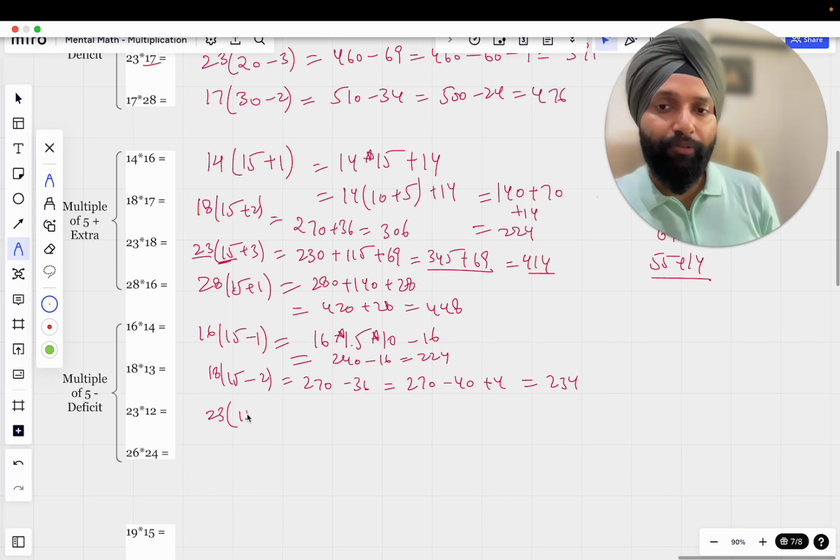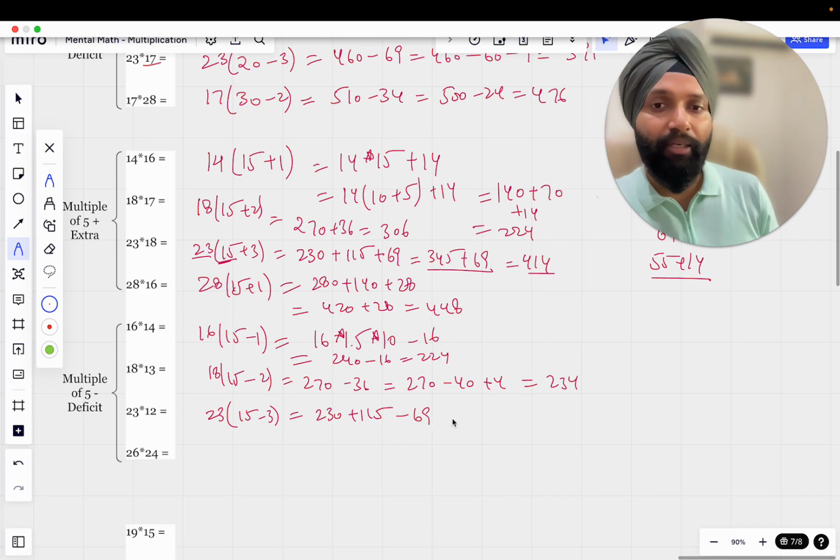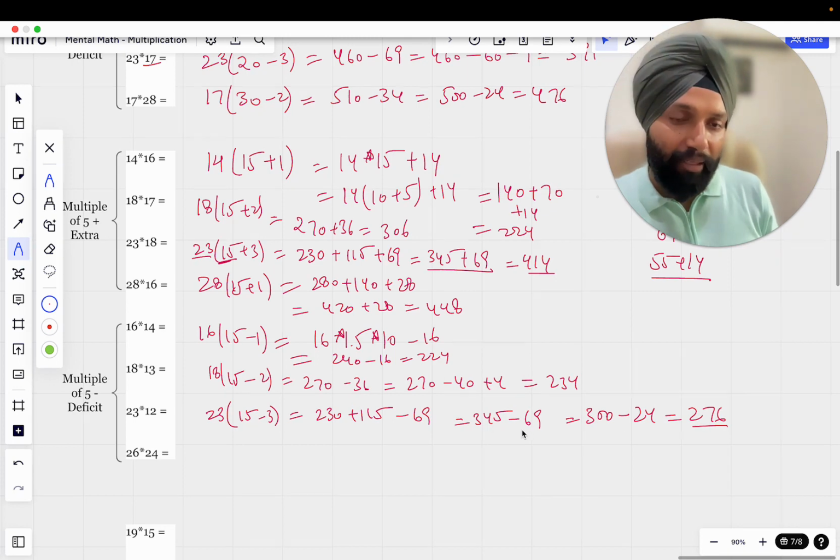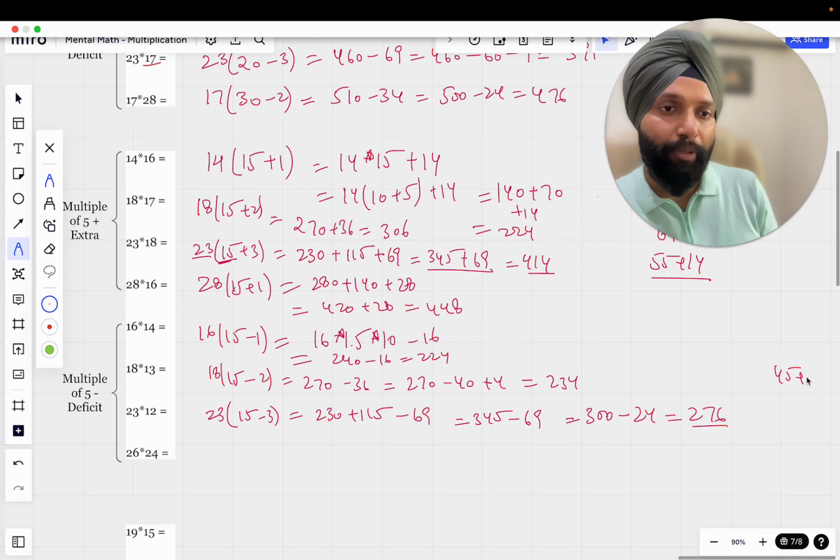So again 23, 15 minus 3. Okay, of course you can do these the other way also, right? So you can write this as 23 into 10 plus 2, which is an easier way, I think, in this case. But I'm just telling you this is another way to do this. So 23 into 15 is a little complex. So this will be 230 plus 115 minus 69. So this is 345 minus 69, which is 300 minus 24, which is 276. So basically I wrote the 69 as 45 plus 24. So 345 minus 45 minus 24 becomes 345 minus 45 is 300 minus 24, which is this.